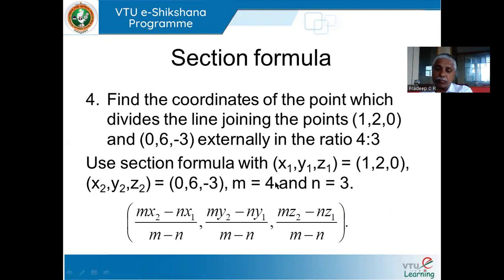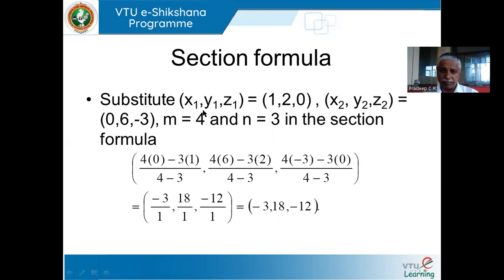So you substitute all these values: m equal to 4, n equal to 3, x1, y1, z1 is 1, 2, 0, and x2, y2, z2 is 0, 6, minus 3. In this formula, you will get this. It's coming on the screen now. x1, y1, z1 is this point, x2, y2, z2 is this, m is 4, n is 3, and use it in the section formula, you will get a point. So 4 into 0 minus 3 into 1, divided by 4 minus 3. Similarly, 4 into 6 minus 3 into 2, and 4 into minus 3 minus 3 into 0, divided by always m minus n, which is 1 in this case.